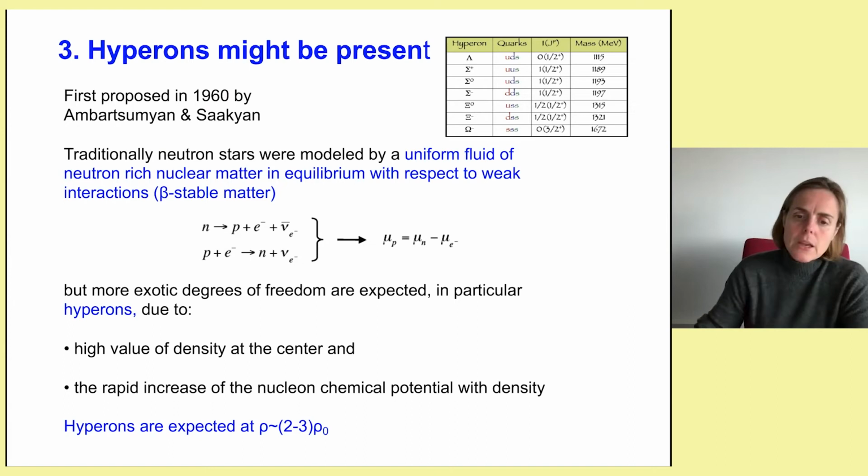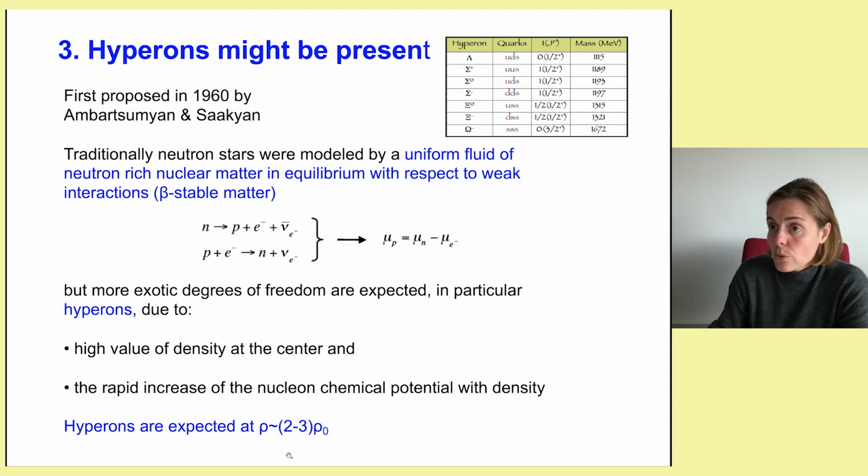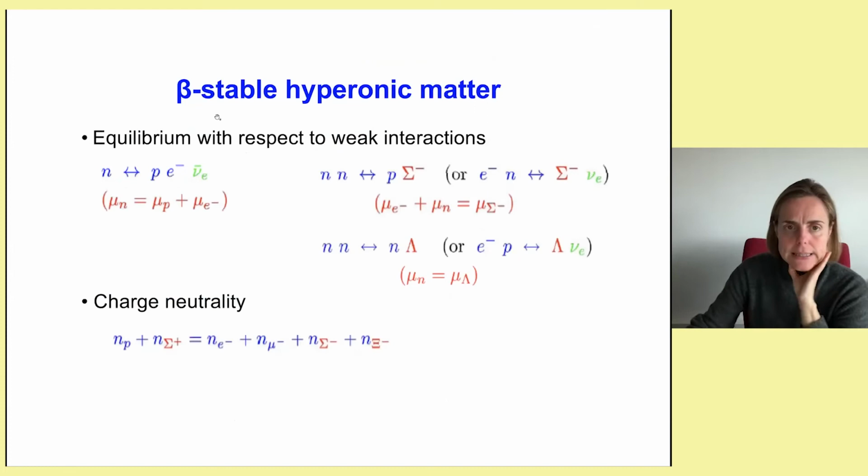But more exotic degrees of freedom might appear. And again, this is because of the high value of density at the center and the rapid increase of the nucleon chemical potential with the density. So this gentleman actually found that it's possible maybe to have them at 2 or 3 times saturation density. How is this possible? Which are the reactions that you have to consider, and which is more favorable energetically than the other? So the idea is to have beta-stable matter, but with hyperonic degrees of freedom.